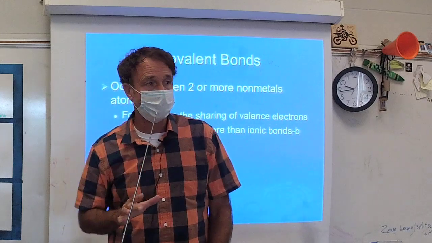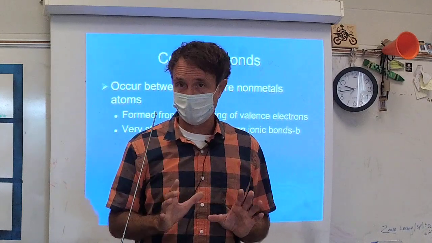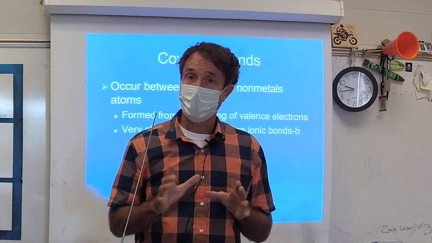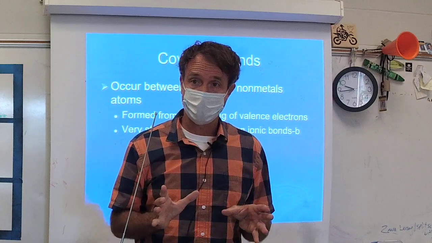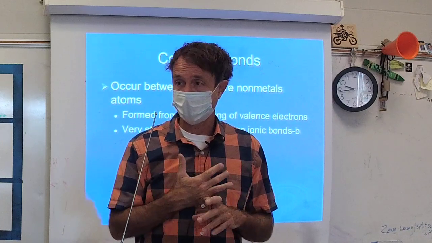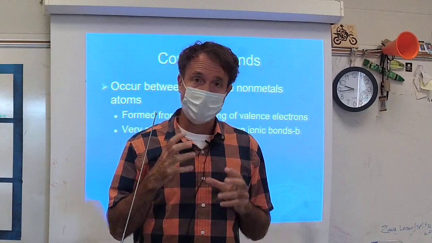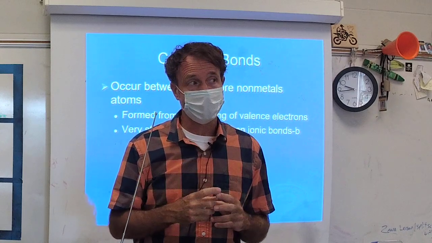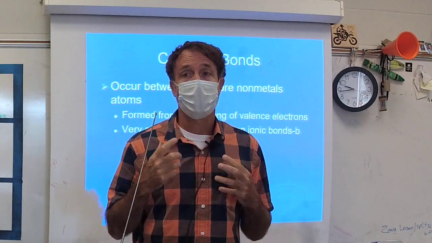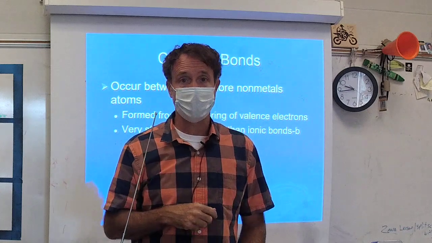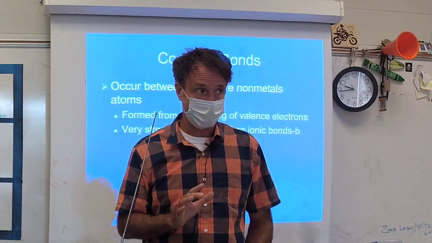Ionic bonds form very strong solids. And by this I mean they have high melting points and they conduct electricity and dissolve in water. But covalent bonds themselves between atoms are much stronger than ionic bonds. And we'll talk about that a little bit later.